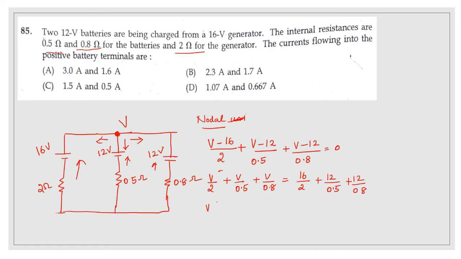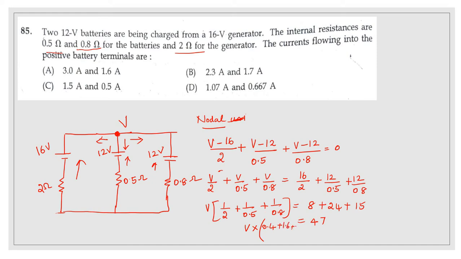And next take V common, so V times (1 by 0.5 plus 1 by 0.8), that is equal to 24 plus 15, which is 39... Here we have to apply the LCM. If you apply the LCM, 0.5 into 0.8, that is 0.4. Here 2 into 0.8, 1.6.